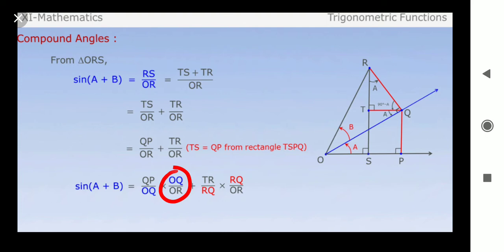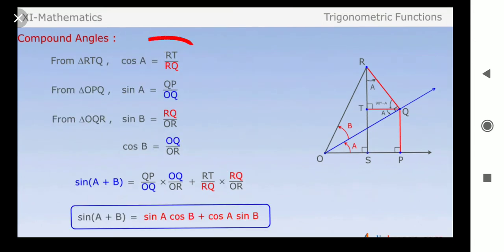In the same way, we will understand what is the value of TR by RQ. TR by RQ. So this one is A. So this one is perpendicular, this one is hypotenuse, this one is base. So here it is TR by RQ, means again cos A. This one is cos A, and definitely this one will be sin B. Okay. So see here, everything is written here.